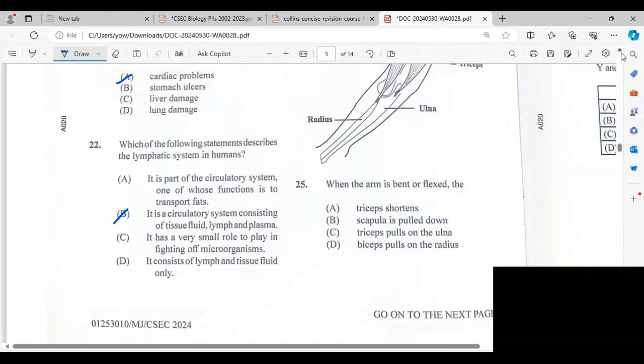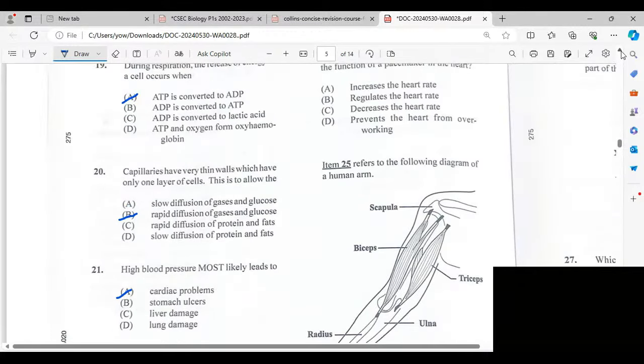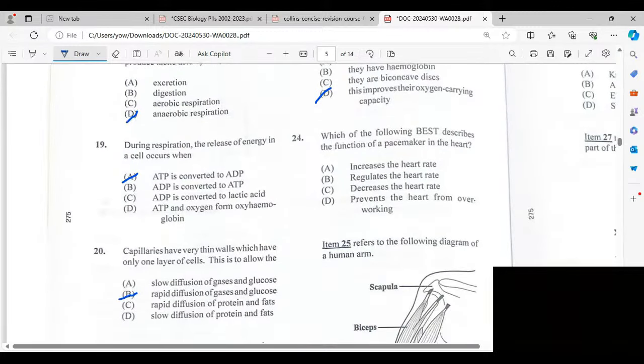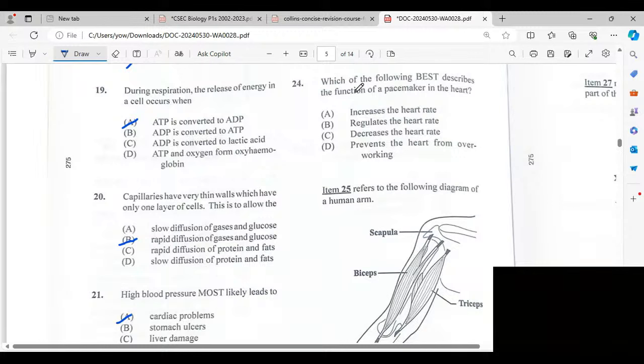Moving on. 23, red blood cells contain no nucleus because this improves their oxygen carrying capacity. No nucleus because they want oxygen carrying capacity to be increased. Next, which of the following best describes the function of the pacemaker? That's to regulate heart rate.